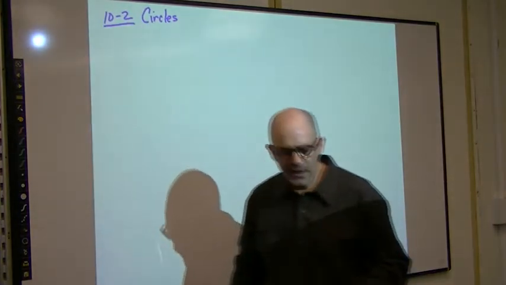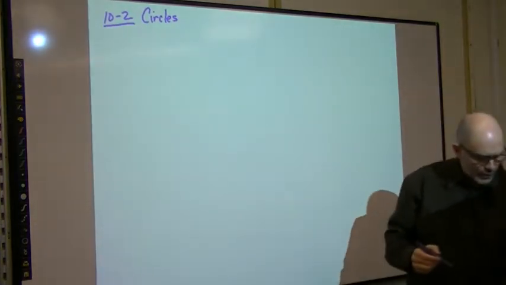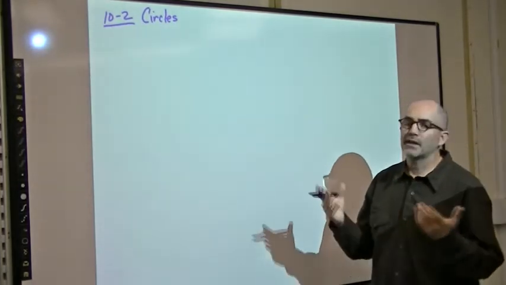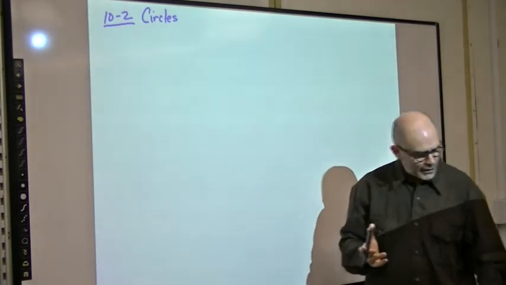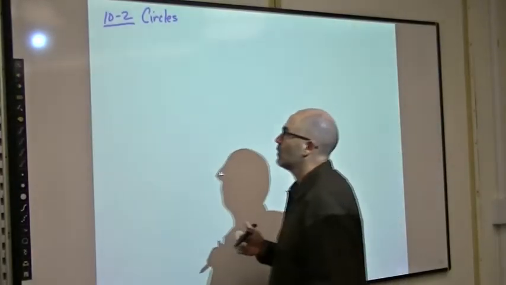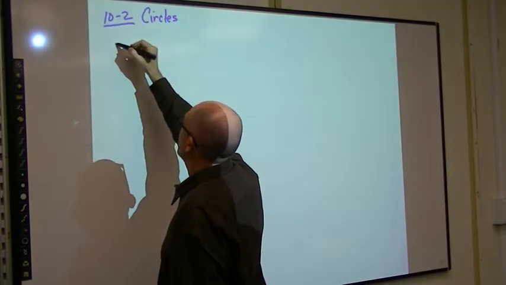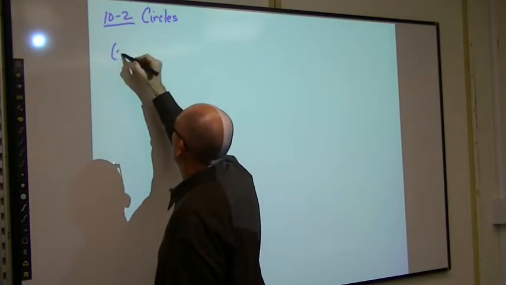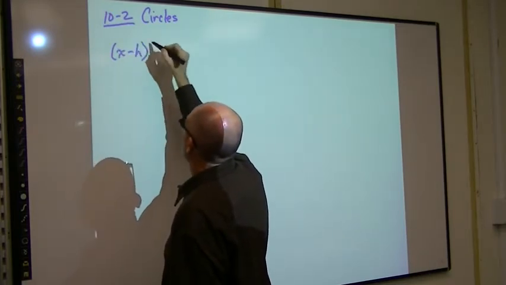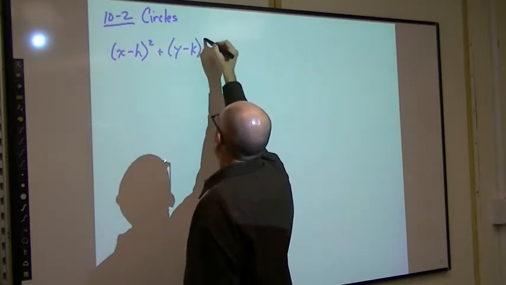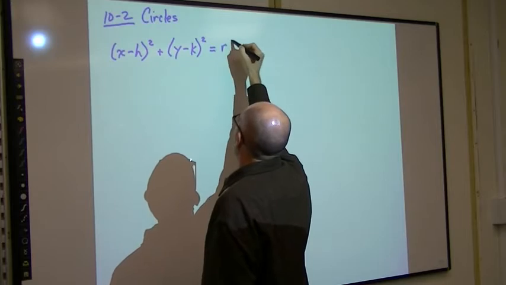So the simplest conic section is a circle. And like I said in section 1, this is incredibly easy stuff. So here's what we have with circles: the general equation of a circle is going to be (x minus h) quantity squared plus (y minus k) quantity squared equals r squared.